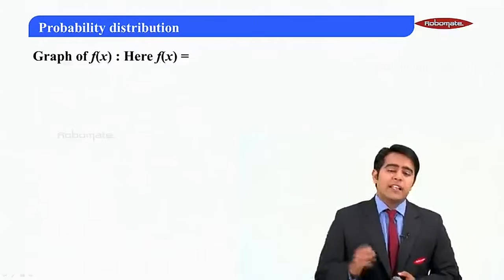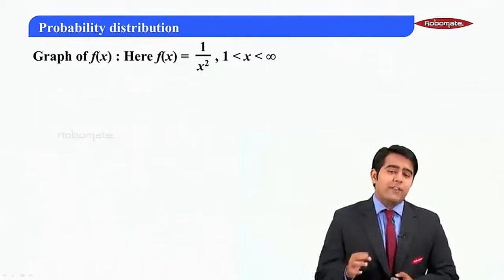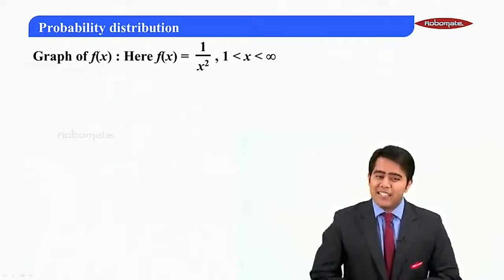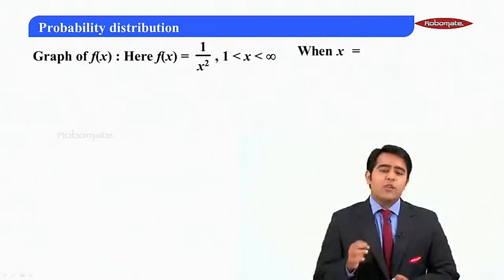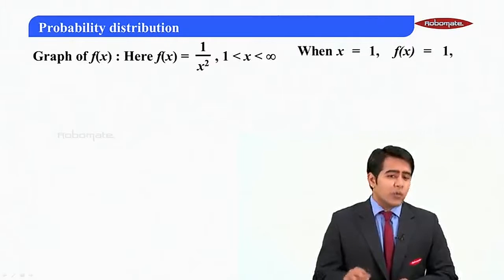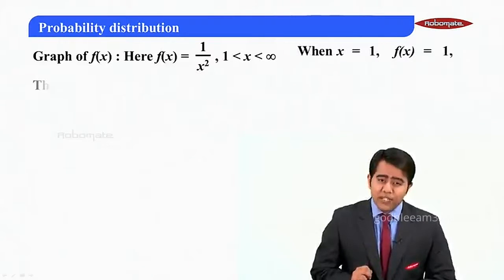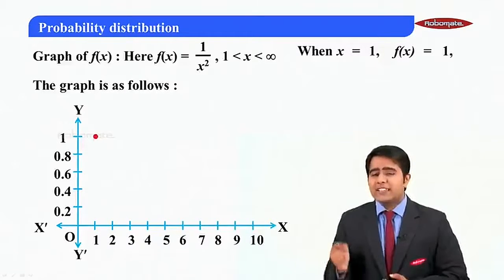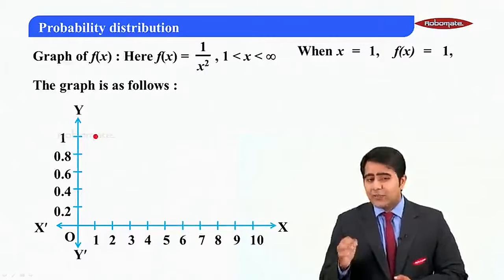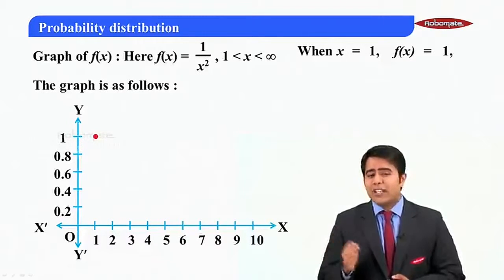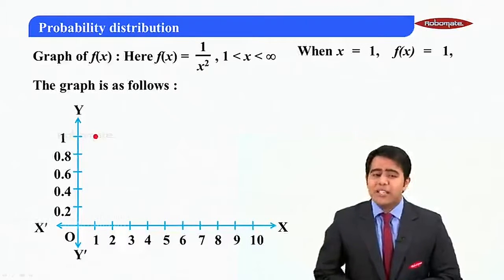Moving further, graph of f of x. Small f of x is nothing but 1 upon x square, where x is greater than 1 and less than infinity. So when x is equal to 1, we have f of x as 1 upon 1 square, which is simply 1. So here the graph is as follows. We will have the x-axis and y-axis. Y-axis will be the value for f of x. So for 1 it is 1. You can see the red point there.